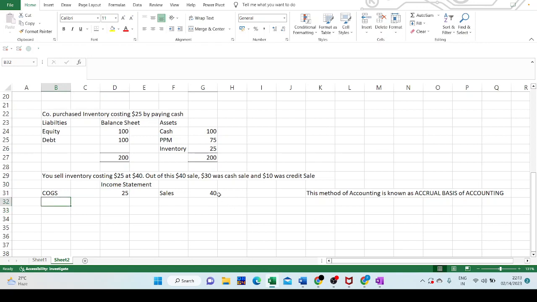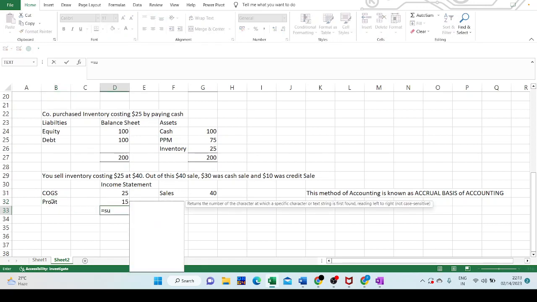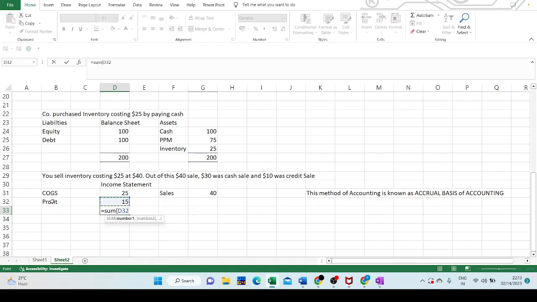Right? So you have sold the inventory at 40, which you bought at 25. So you made a profit of 15. So the total of the income statement is basically 40. Right? So this is the total.